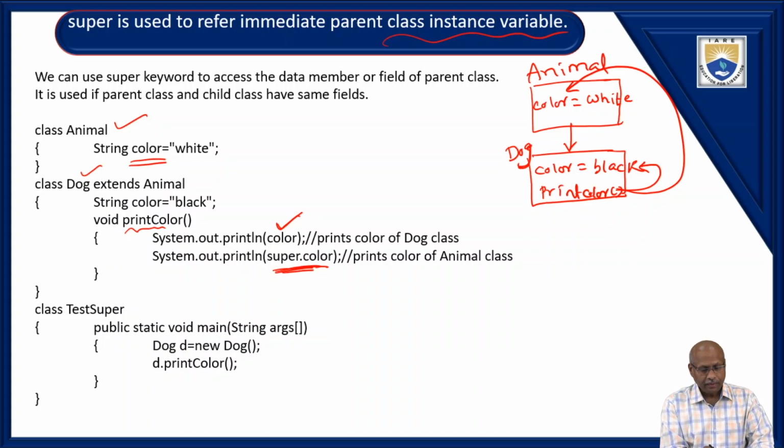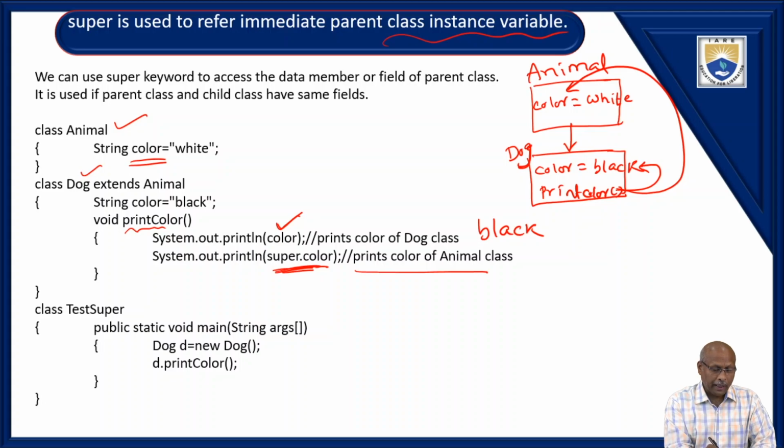Now see, in this program I am printing the color. PrintColor prints one color. Your own color is black. When I say super.color, it goes to the parent's color. Who is the parent of the Dog? The Dog's parent is Animal. So it goes to Animal's color, that is white. So automatically you will get white here. If I call this printColor method, it will print both black and white.